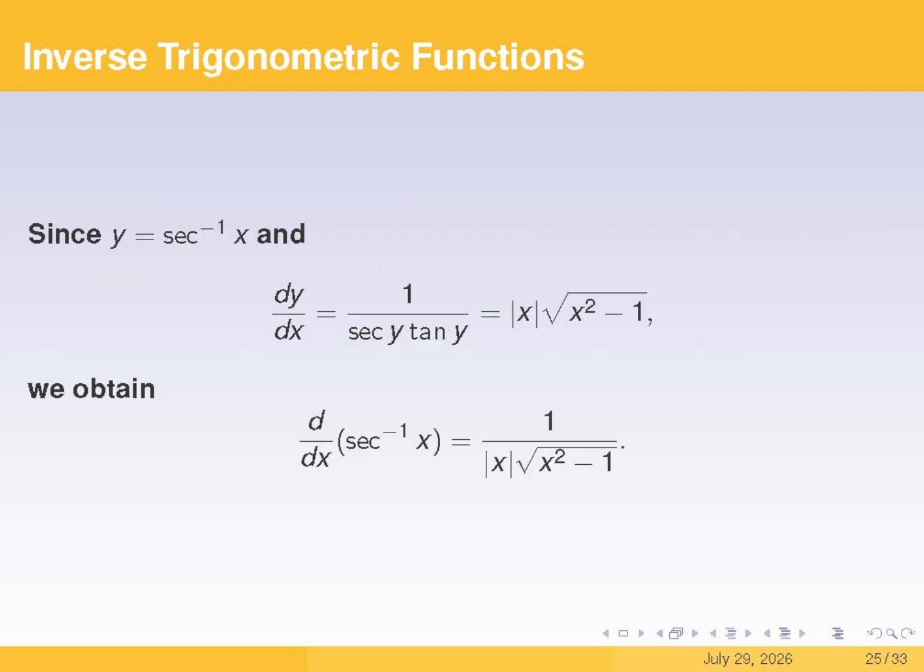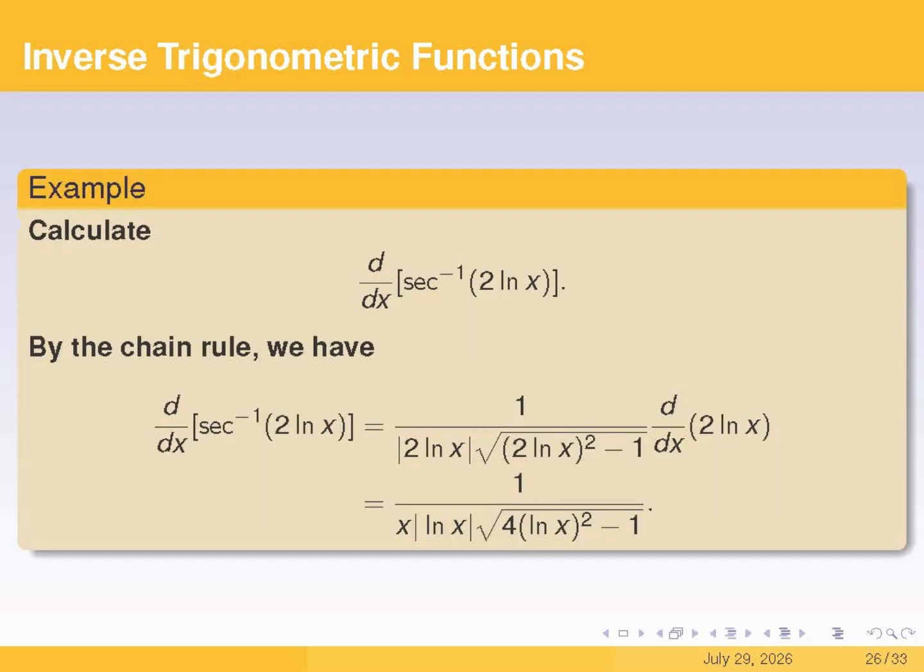The mathematical expression on the second line is obtained by combining the results from the previous two pages. Since y equals arc secant x, substituting y into the expression on the second line yields the differentiation formula for arc secant, which is displayed on the last line.